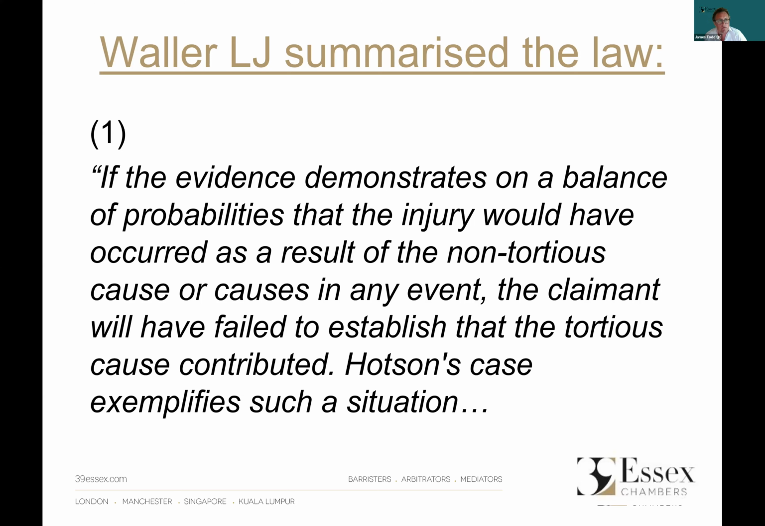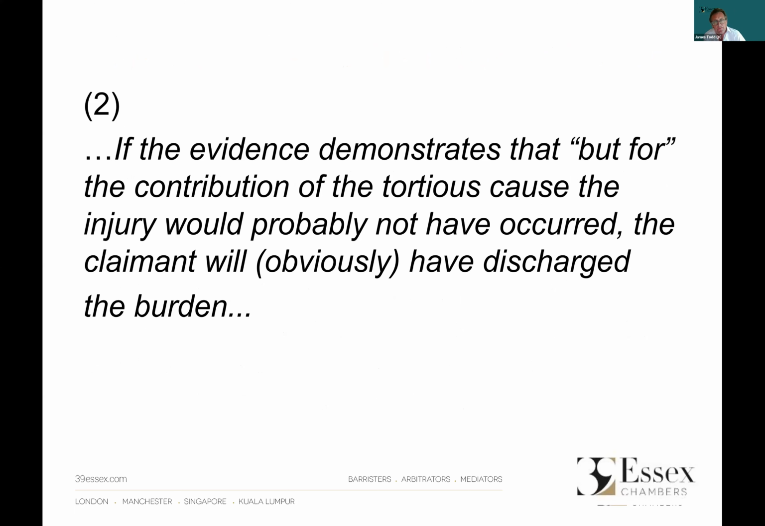And Lord Justice Waller divided his speech into three parts at this stage. First, if the evidence demonstrates on a balance of probabilities that the injury would have occurred as a result of the non-tortious cause or causes in any event, the claimant would have failed to establish that the tortious cause contributed. That's Hodson. We've covered that. Secondly, if the evidence demonstrates that but for the contribution of the tortious cause, the injury would probably not have occurred, the claimant will, obviously, have discharged the burden. So that's rather like my kidney case.